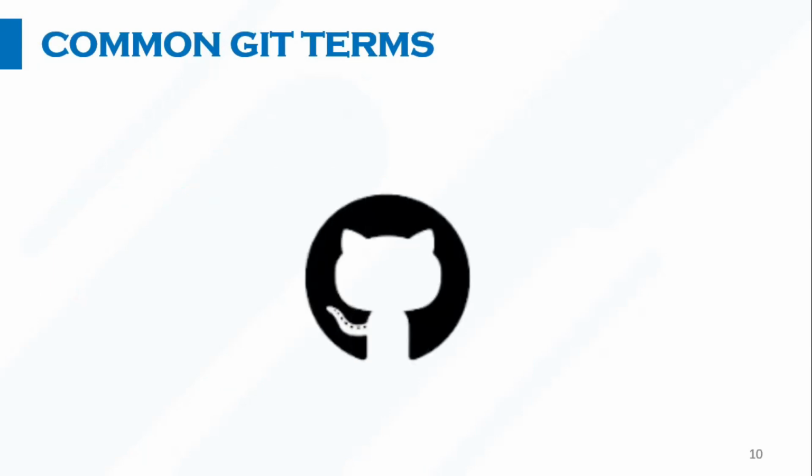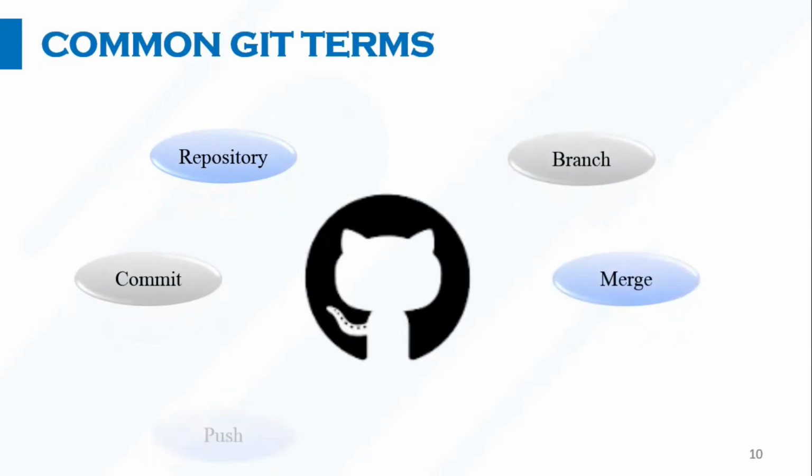So in Git, there are some common terms. Let's explore each one of them. So this is a central place for managing your entire project. There is a repository, there's a commit, there's a branch, there's a merge, there's push, pull. Now the repository and branch example. So let us see all these terms with one example.